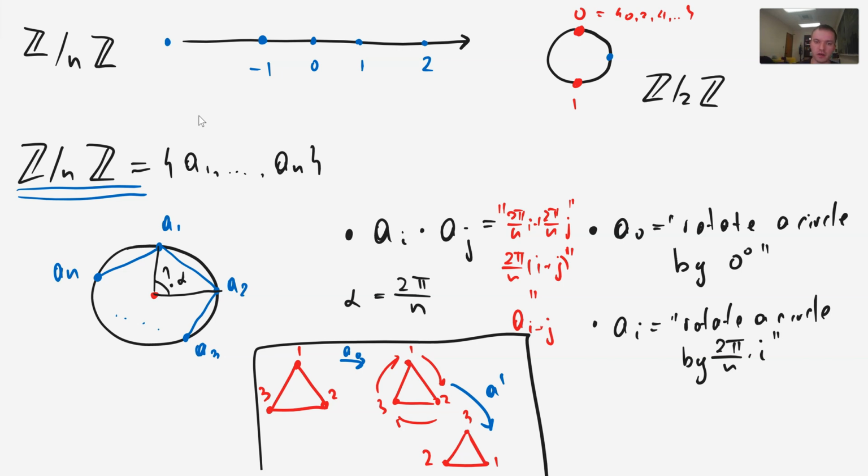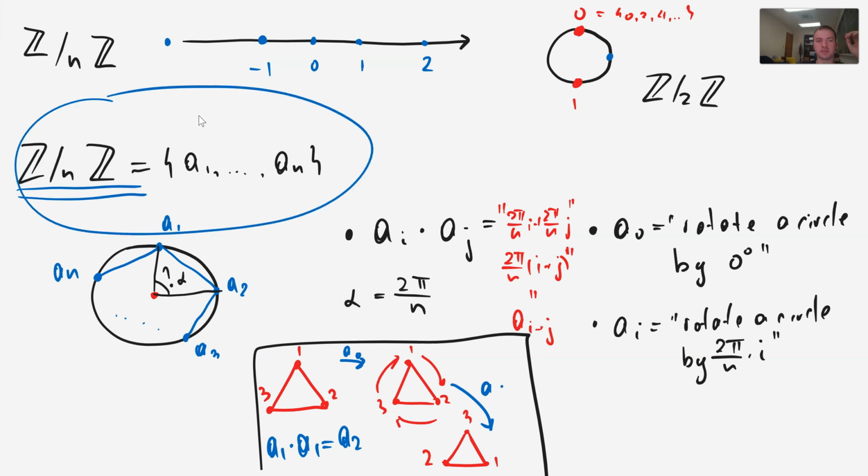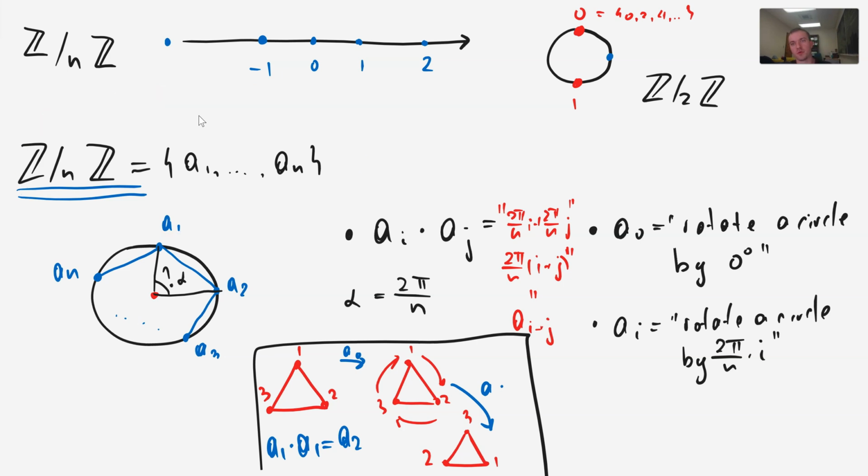And so that's why a1, for example, times a1 is going to be equal to a2, where a2 is going to be rotate my circle by 240 degrees, and so on. So that's it. Basically, Z mod nZ is just a set of n points on a circle that is inscribed by an n-gon, and the operation is given by rotation by 2 pi i over n.